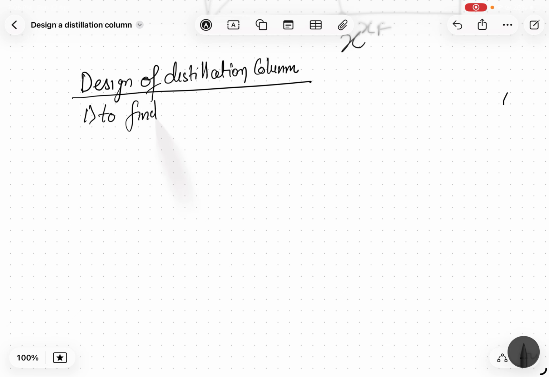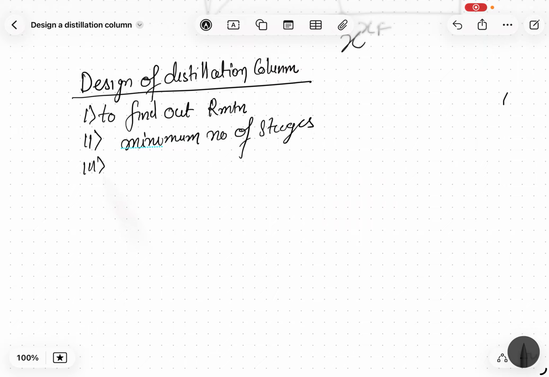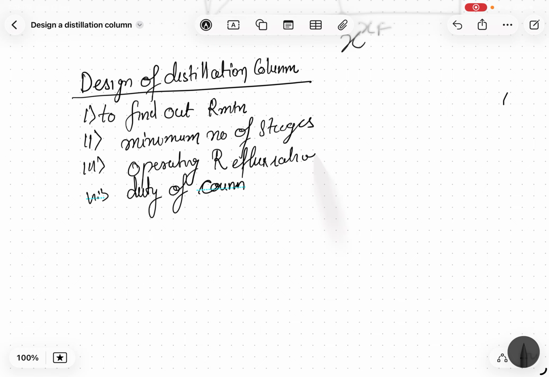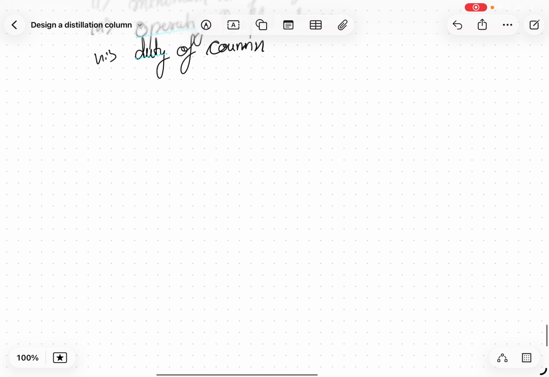First, to find out R, minimum number of stages, operating R, duty of column, where R is the reflux ratio, duty of column, and many other things. So how are we going to find it? Let me first write every equation for you.